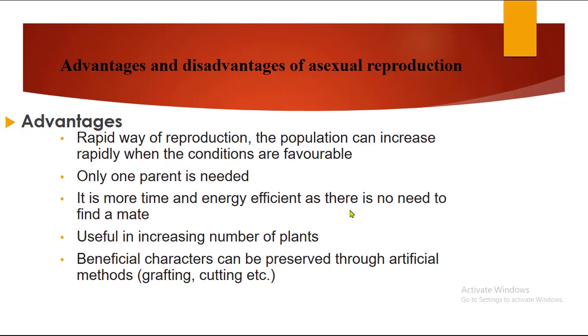Next, advantages and disadvantages of asexual reproduction. So what are the advantages of asexual reproduction? It is the rapid way of reproduction. The population can increase rapidly when the conditions are favorable. And here only one parent is needed. It is more time and energy efficient as there is no need to find a mate.